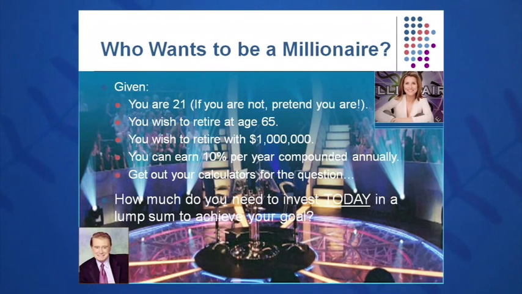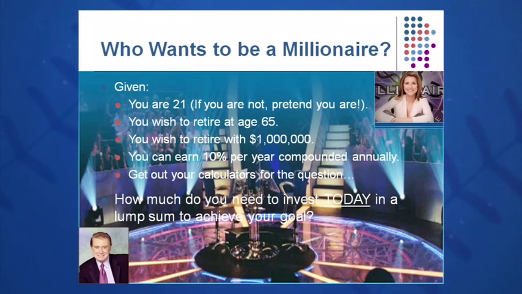To fill in our equation, 1 million equals x times 1 plus 0.1 to the 44th power. And the answer to this lump sum question, what is the present value? And the answer is $15,091.13. So what does that say?